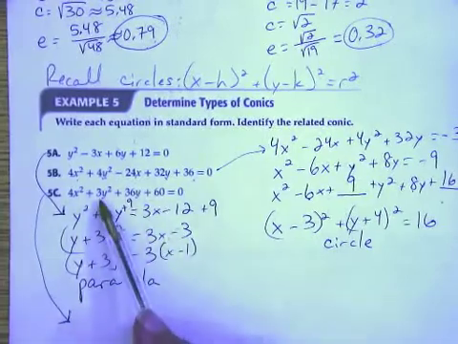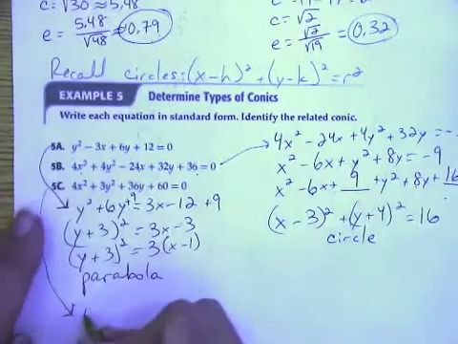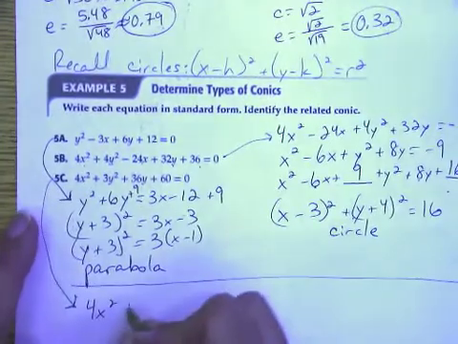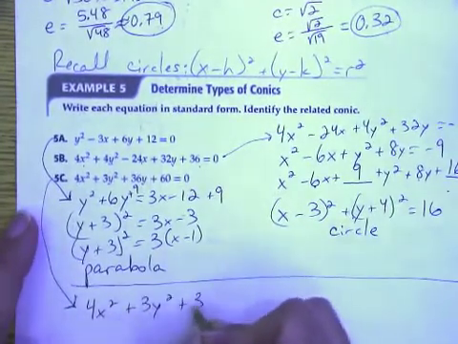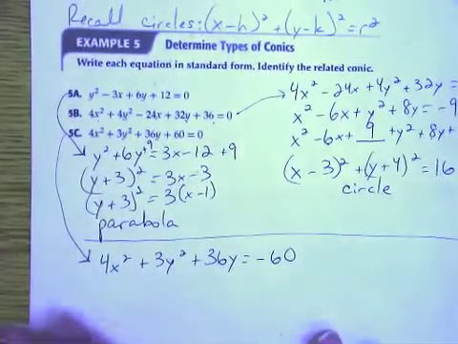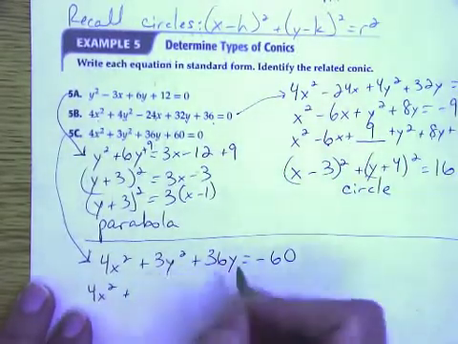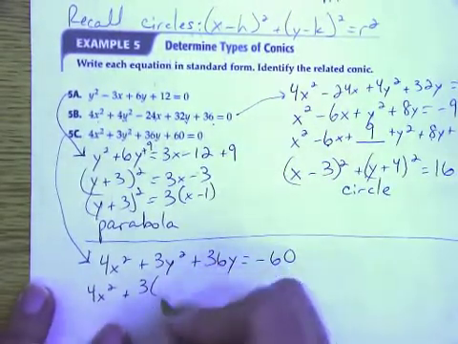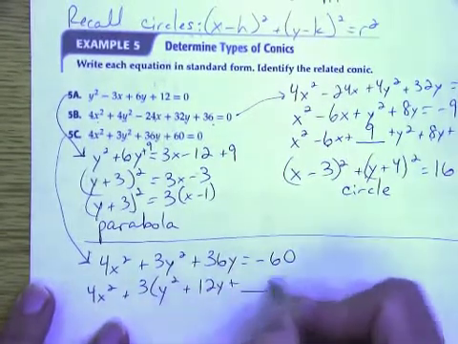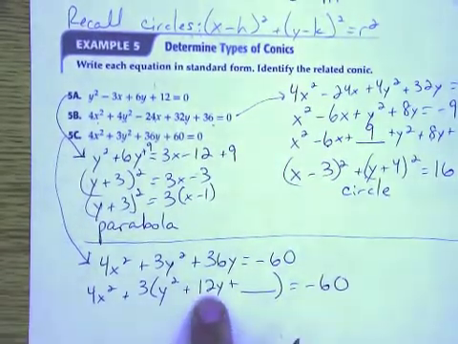Last one. I have x squared stuff, no x stuff, so I only have to complete the square once for the y. So I have 4x squared plus 3y squared plus 36y equals negative 60. I'm going to factor the 3 out of this y stuff to make my completing the square process a little bit easier. So y squared plus 12y plus blank equals negative 60.